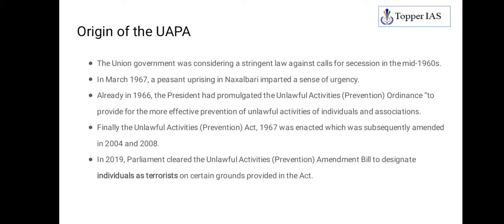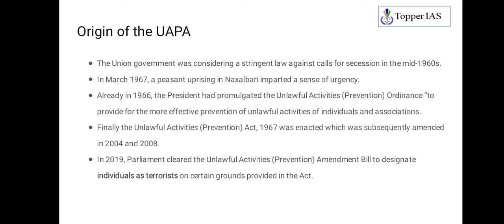Also, in 1967 there was a peasant uprising in Naxalbari, which later promoted Naxalism. In 1966 there was already an ordinance brought out by the President, the Unlawful Activities Prevention Ordinance. Why was it brought? To provide for more effective prevention of unlawful activities of individuals and associations. To deal with secession issues, this ordinance was brought initially. Then finally a law was enacted in 1967 as the Unlawful Activities Prevention Act 1967.